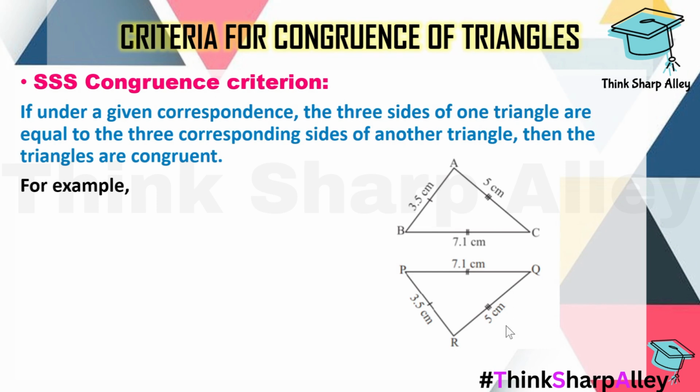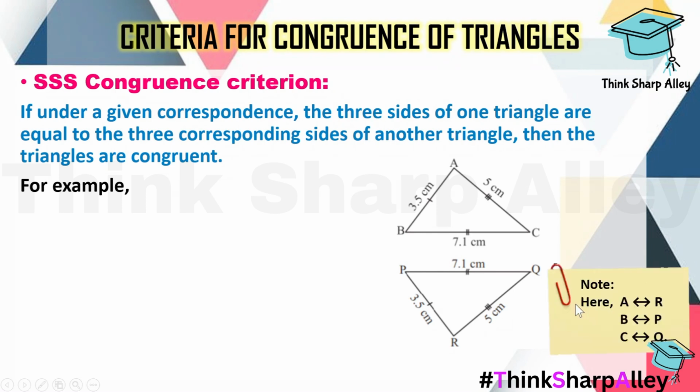For example, in these 2 triangles, you see vertex A lies between 3.5 cm and 5 cm. So in this triangle, between 3.5 cm and 5 cm lies vertex R. So A is corresponding to R. Vertex B is corresponding to vertex P, I guess, because B lies between 3.5 and 7.1. So over here between 3.5 and 7.1 we have vertex P. So the remaining one, vertex C, corresponds to vertex Q.